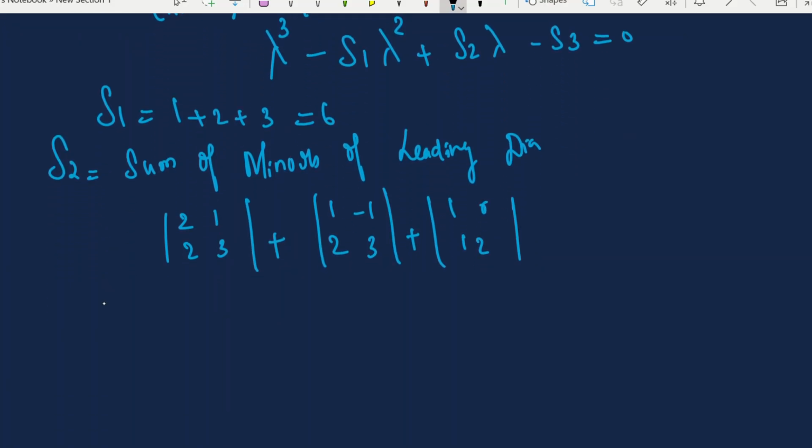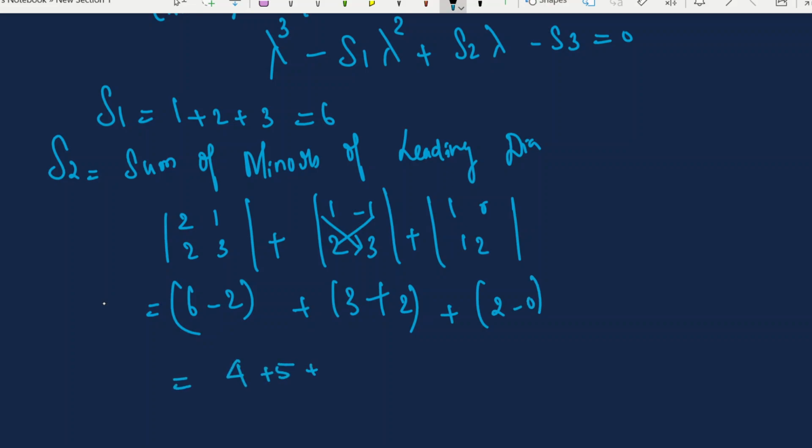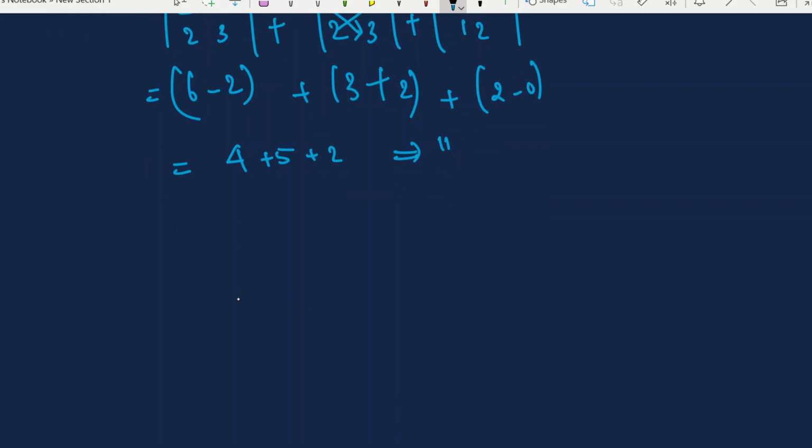Now calculate this value. Here, the product of the main diagonal minus the product of the sub-diagonal: 6 minus 2 is 4, plus 5, plus 2 minus 0 is 2. So 4 plus 5 plus 2 is 11. Our S2 value is 11. Next, S3 value. The S3 value is our determinant value. So the determinant value of this matrix is 6.